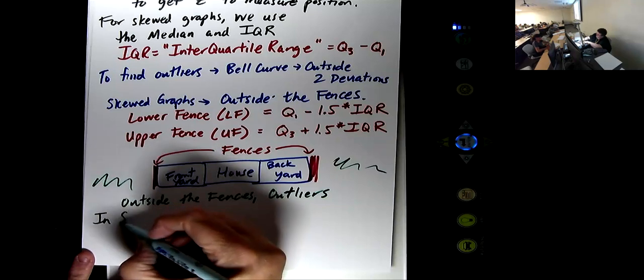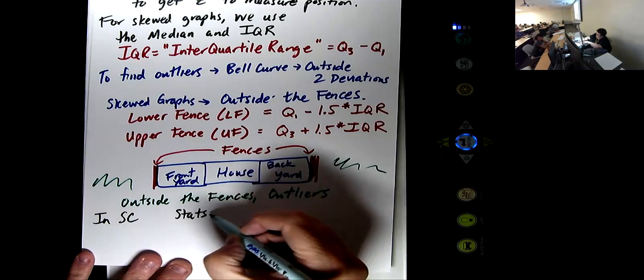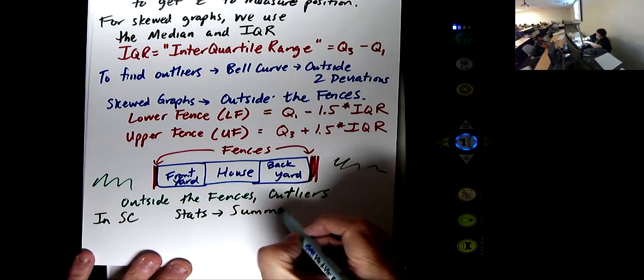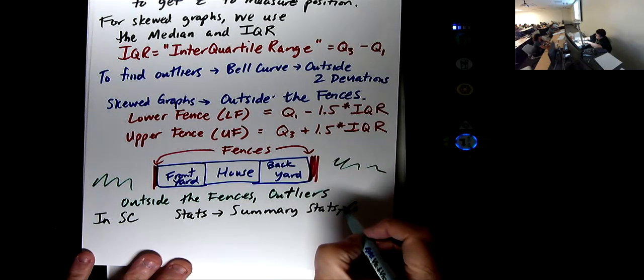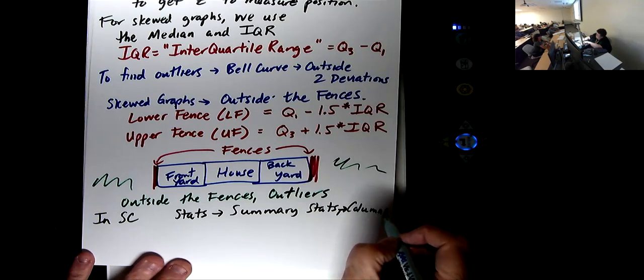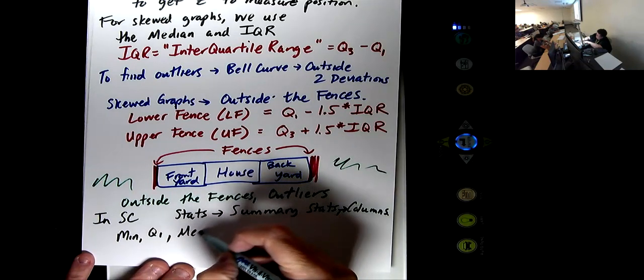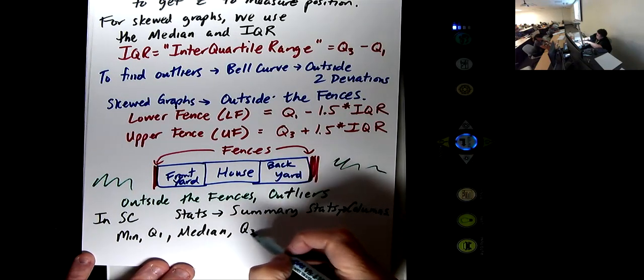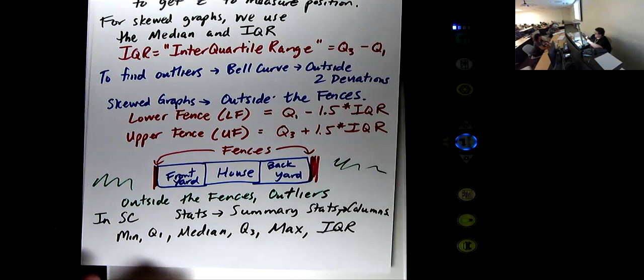In StatCrunch, where you will find all of this, we're doing stats, summary stats, columns. They have min, Q1, median, Q3, max. And they even have the IQR on there for you. That's the same spot we looked for the mean and standard deviation the other day.